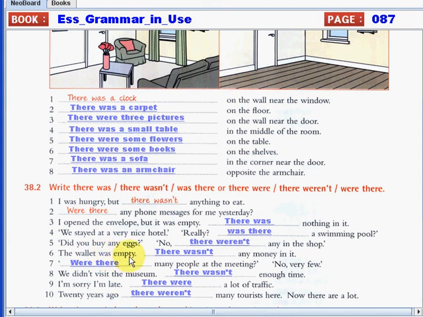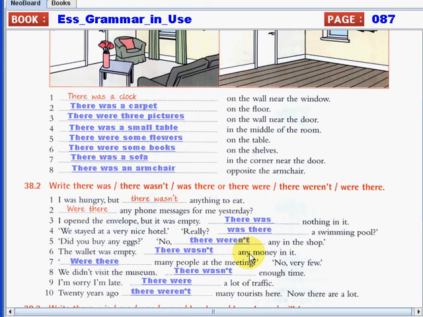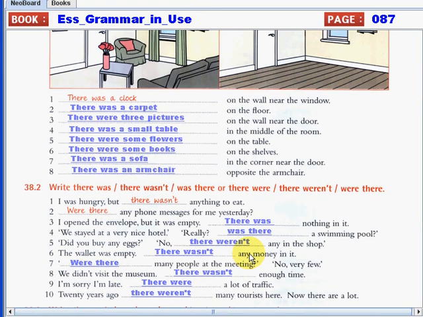The wallet was empty. Blank any money in it. Okay, so the first sentence here tells us that the wallet was empty, and we will state that there was no money in it. Okay, so we use wasn't in singular form because of the word any. Any, we use this because there was no specific amount of money. Let's go now on number 7.